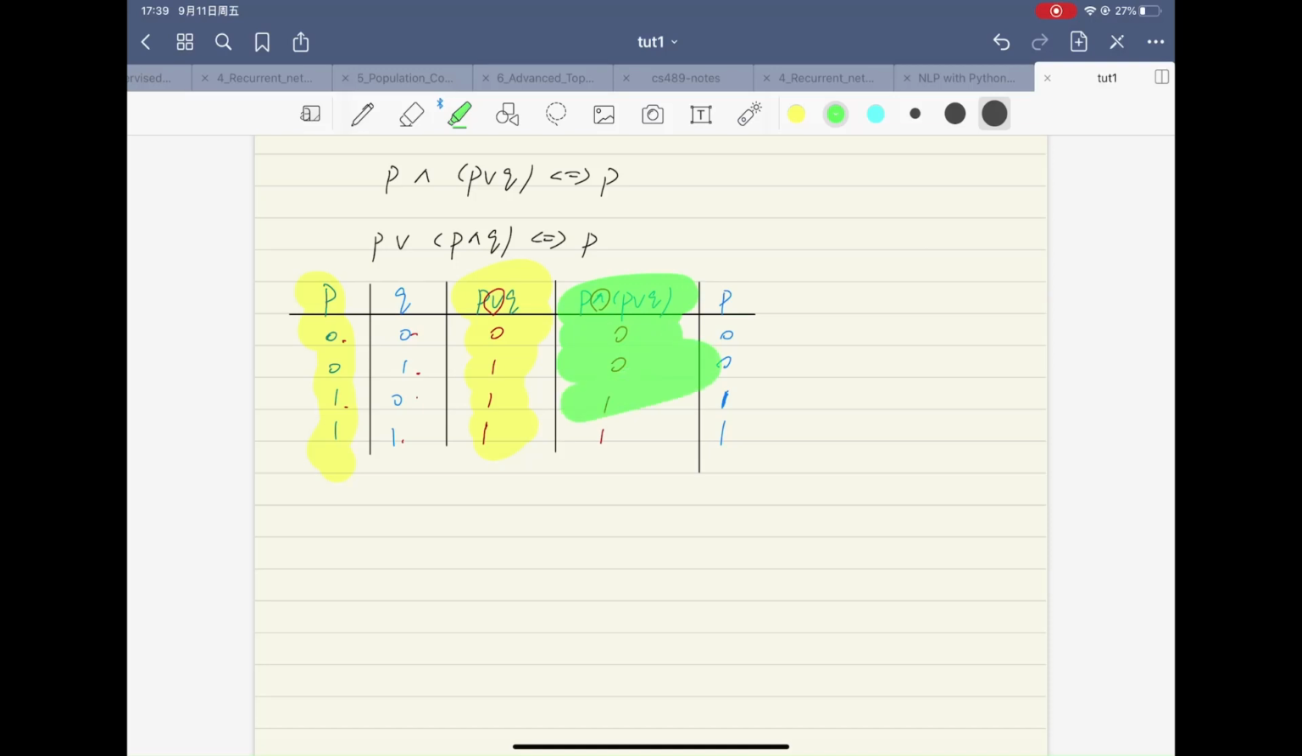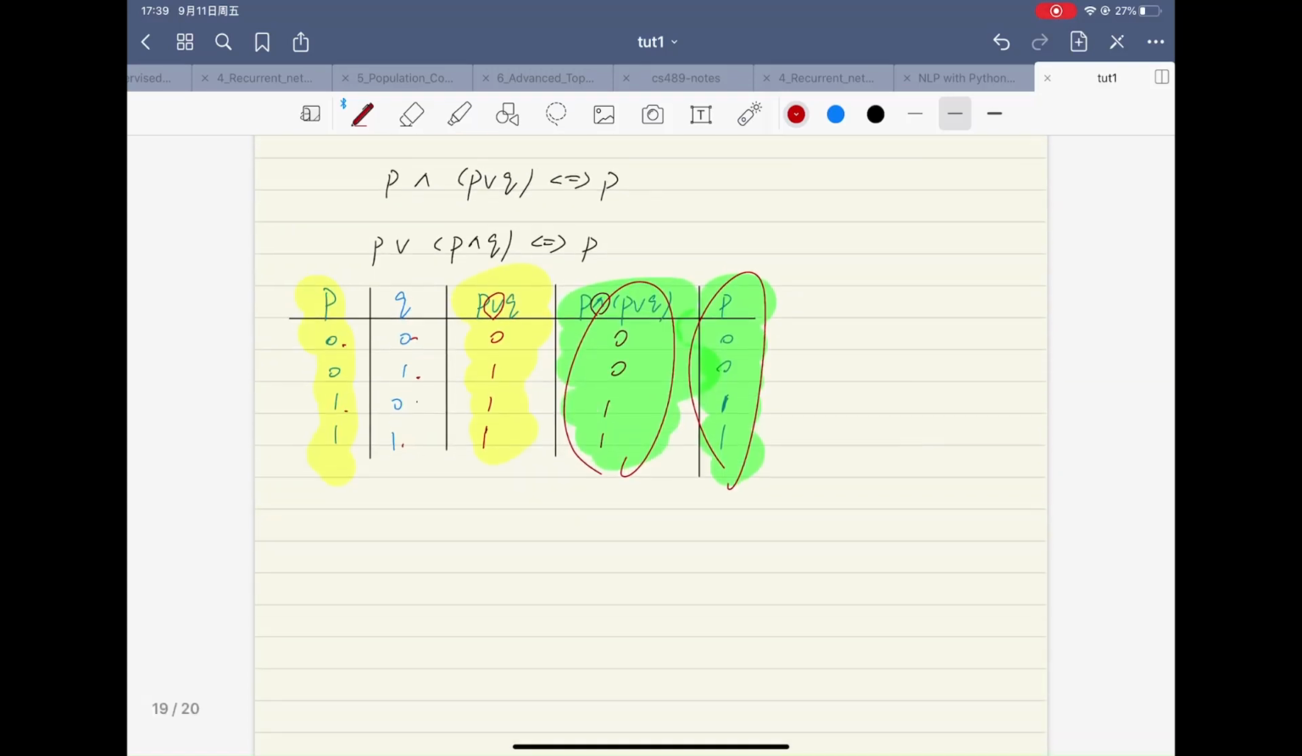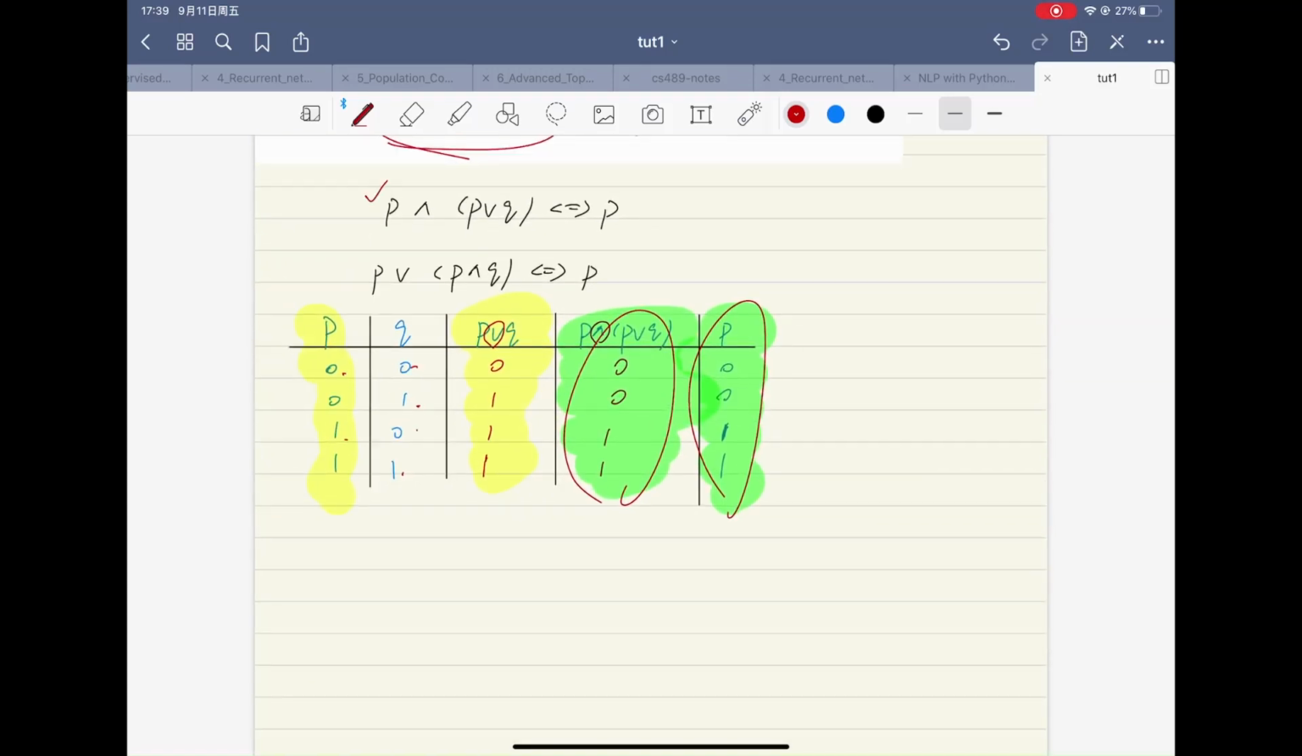If we compare these two columns, they are identical. So these two propositions are equivalent. So the first one is done. We need the second one.